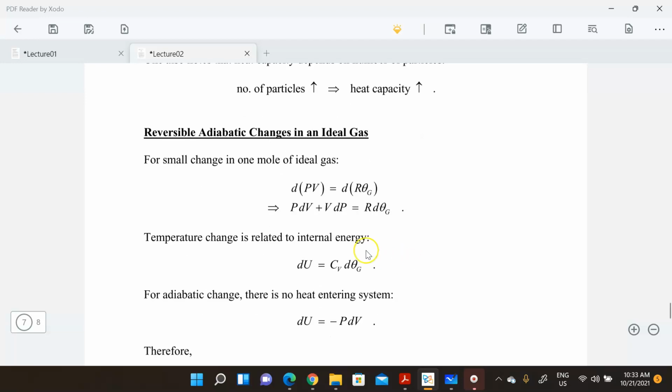And earlier we have seen this relationship between the temperature change and the change in internal energy, so you get Cv dθ. Then for adiabatic change, remember what adiabatic change means. You have a change in internal energy, which is essentially the heat plus the mechanical work. But for adiabatic change there's no heat, so your dq will be 0. The only thing left is the mechanical work, so you have du equals minus p dV for adiabatic change.